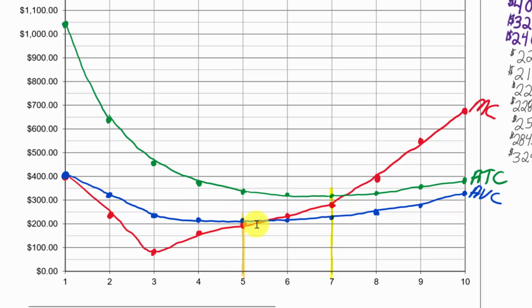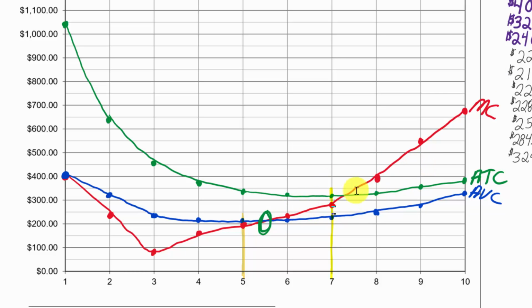But as soon as these two lines cross, see this crossing point right here where marginal cost crosses the average variable cost. As soon as those two cross, what it means is that your additional test grade or the additional cost is higher than average.